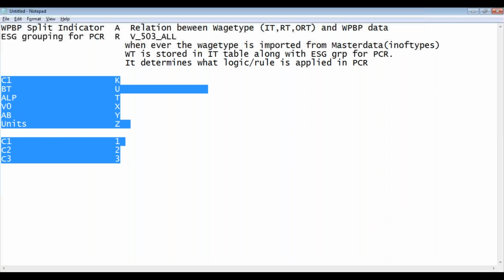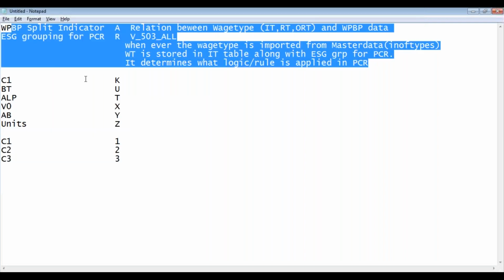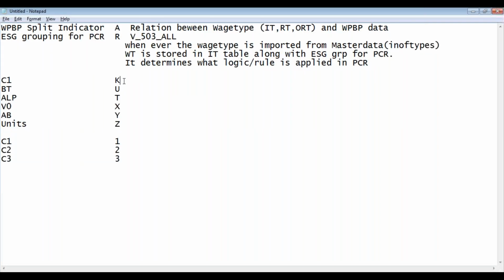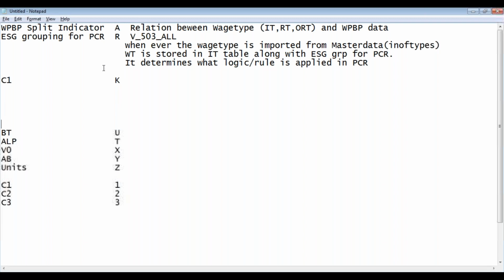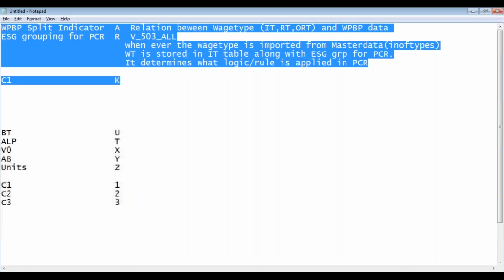But the most important splits are these two splits and the cost center split also. These three splits you need to be very, very careful with. You must not delete these splits for the earnings.